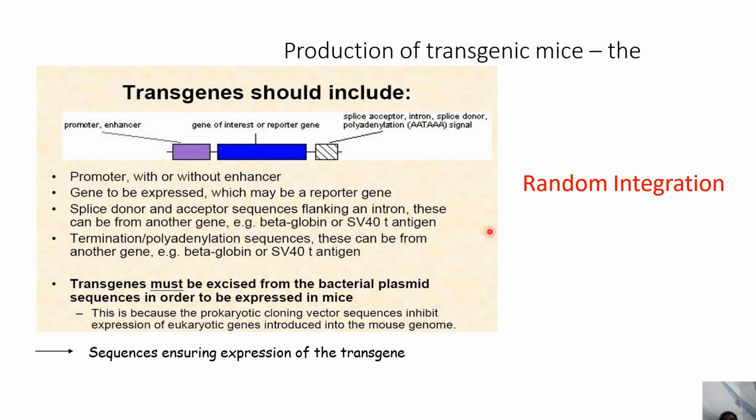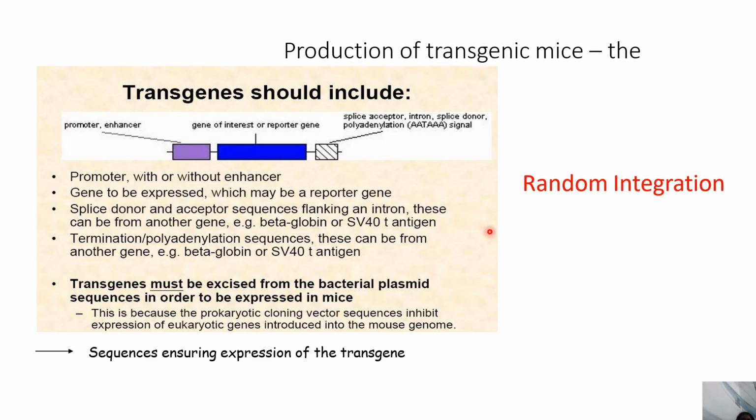Now, transgenes should include a promoter with or without an enhancer, the gene to be expressed, which may be a reporter gene, and splice donor or acceptor sequences flanking an intron. These can be from another gene like beta globin or SV40 antigen. Then termination polyadenylation sequences. These can be from another gene, beta globin or SV40.